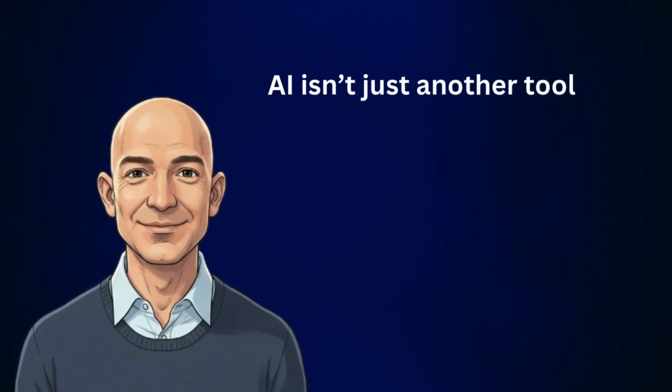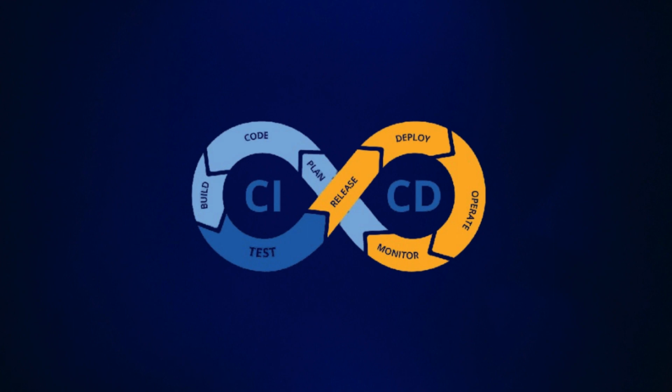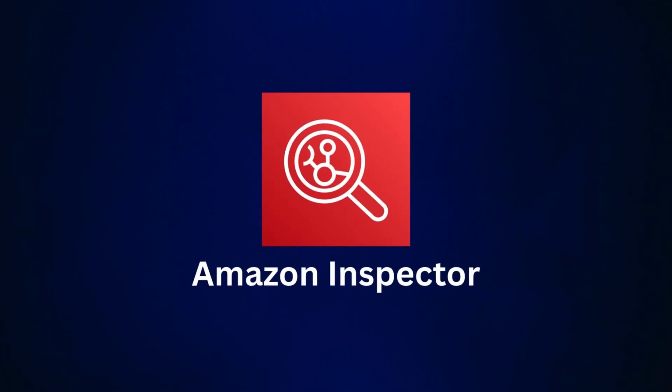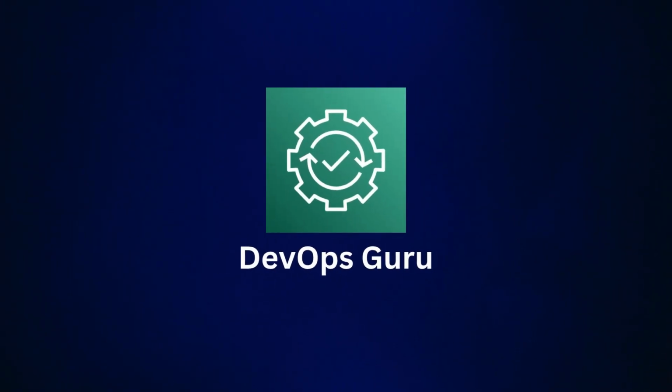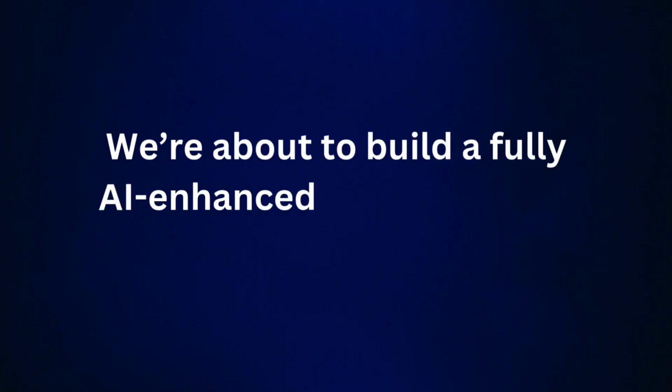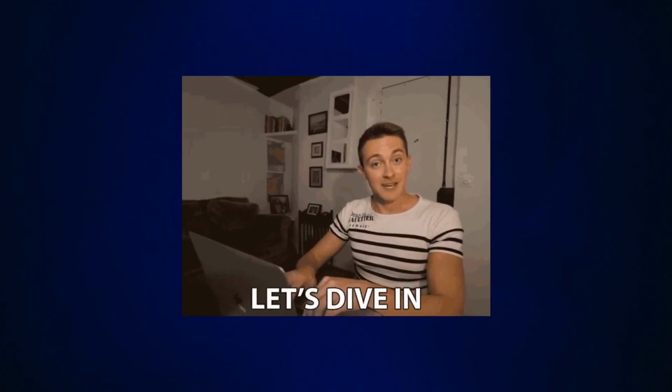I love how Bezos said it. AI isn't just another tool or feature, it's a horizontal layer that makes everything better. And that's exactly what we are doing here today. We are taking a traditional CI/CD pipeline and enhancing it with AI. Here, we'll use Amazon Inspector for automated security scanning, Amazon Q for an AI coding assistant that lives in your editor, and DevOps Guru to monitor our application live 24/7. We are about to build a fully AI-enhanced CI/CD pipeline on AWS step by step. All right, let's dive in.